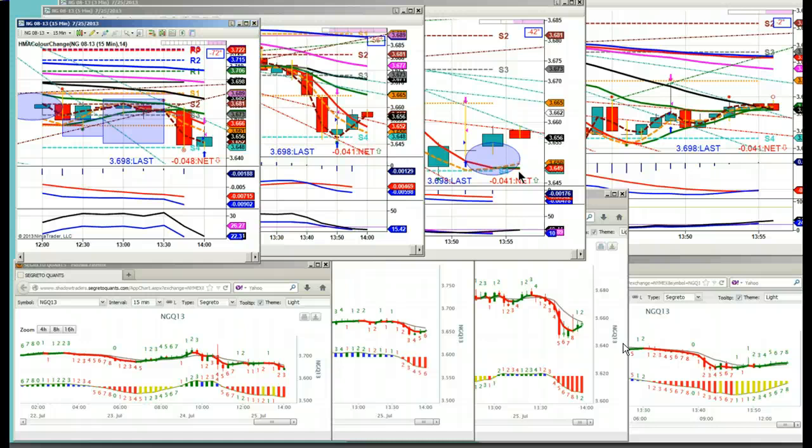Notice that the Segredo never really changed to the yellow. Can you see, this is the 3-minute Segredo? Even though the HMA is there, the Segredo oscillator on the 3-minute chart never changed to the yellow. So there's still too much red. So you'll notice it's coming down to test that support point. Then we'll have another opportunity, maybe going to the turquoise fractal or the 50 moving average.